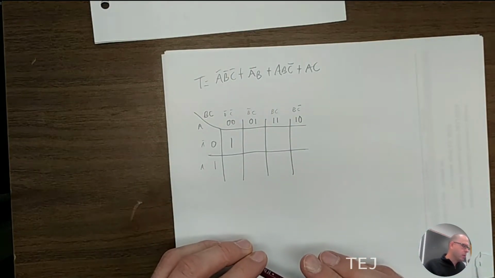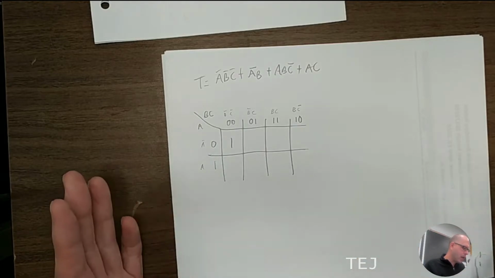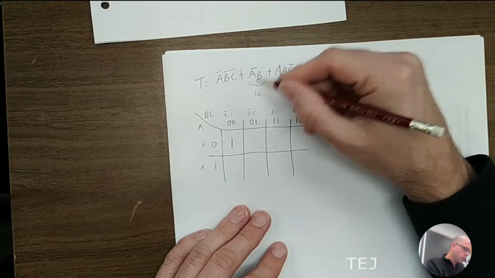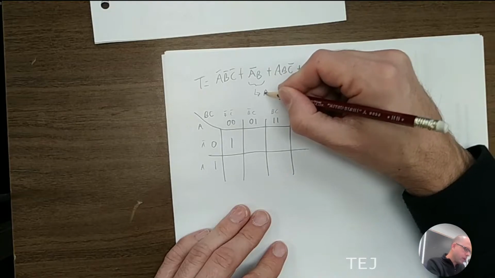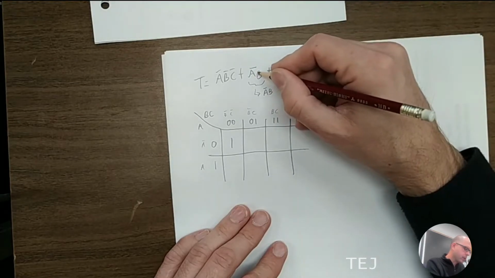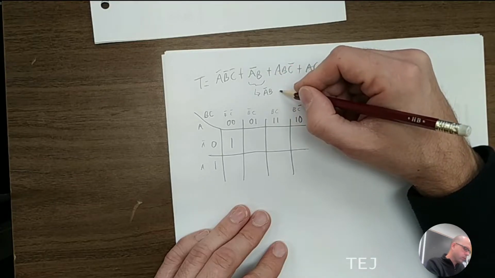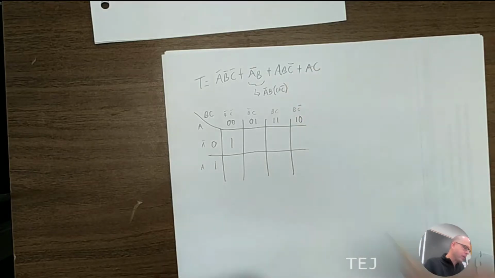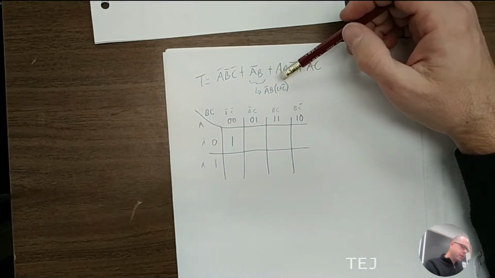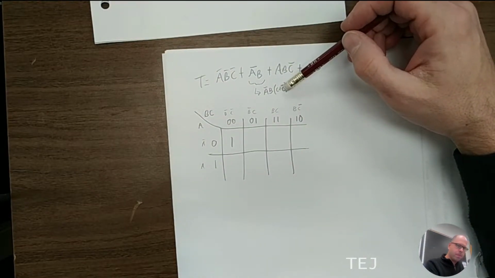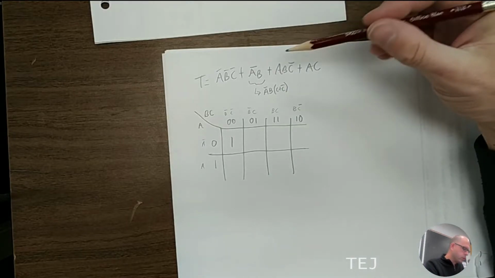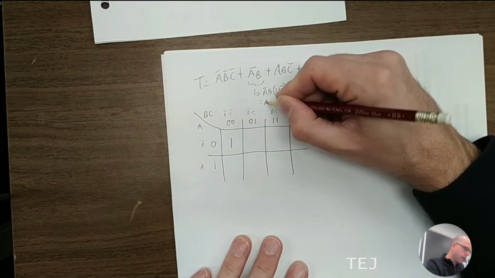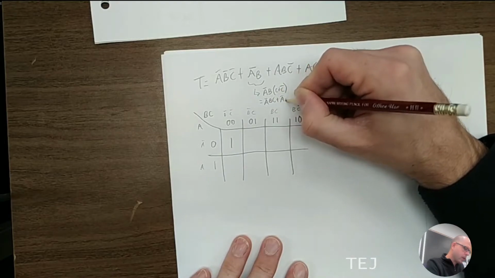But with A naught and B, what should C be? How can we turn this into a term that involves C and still be true? The answer is just C or C naught. If we multiply it by C or C naught in brackets, it's the same thing, because C or C naught simplifies to 1, and if we AND something with 1, we don't change it. So the result here will be A naught B C or A naught B C naught.